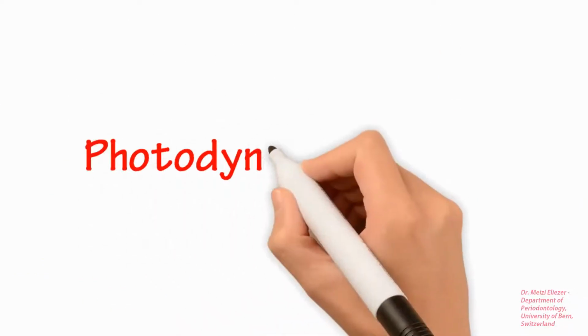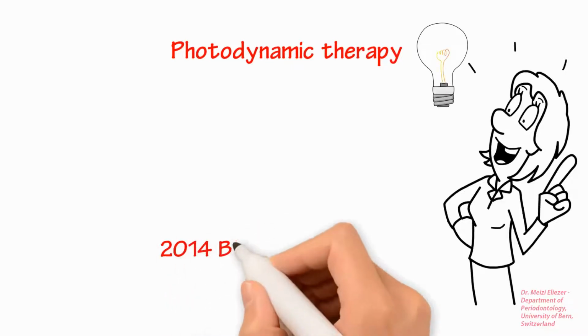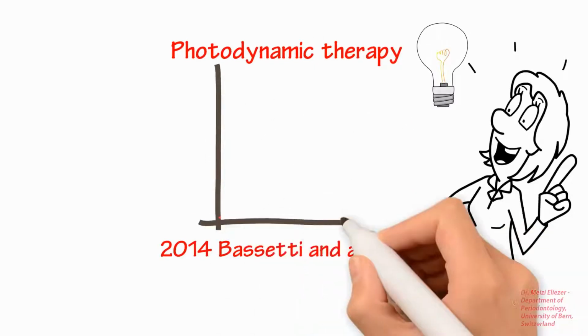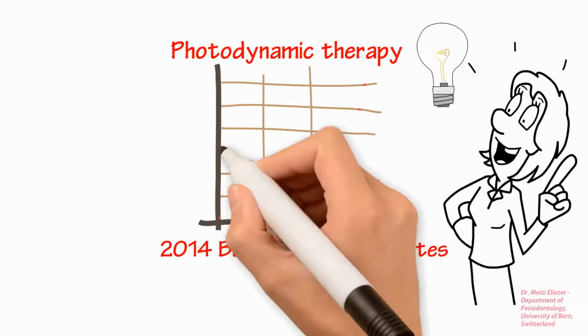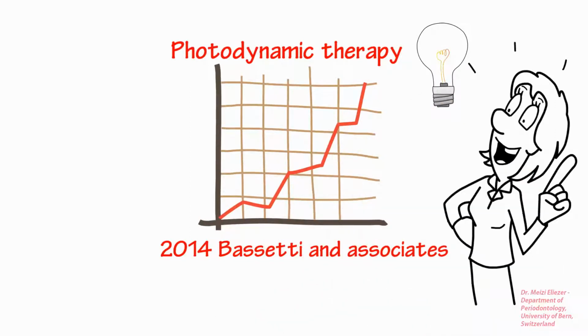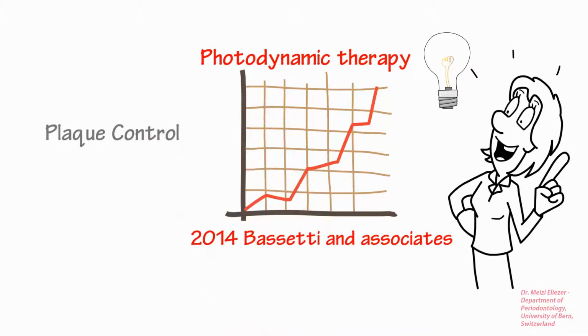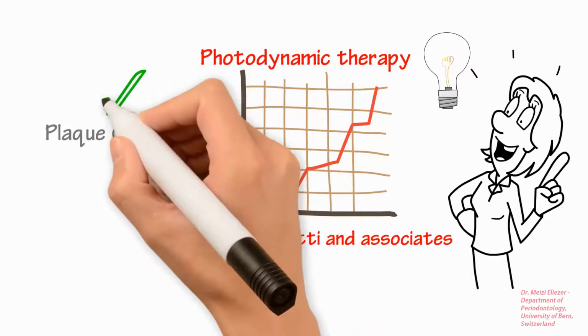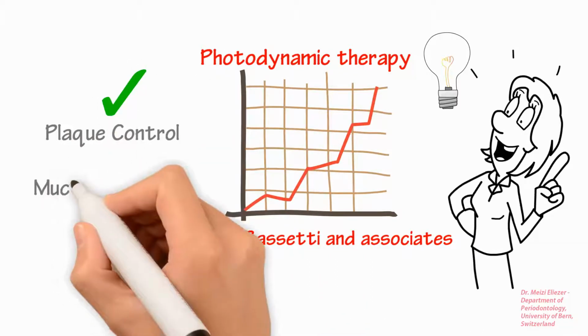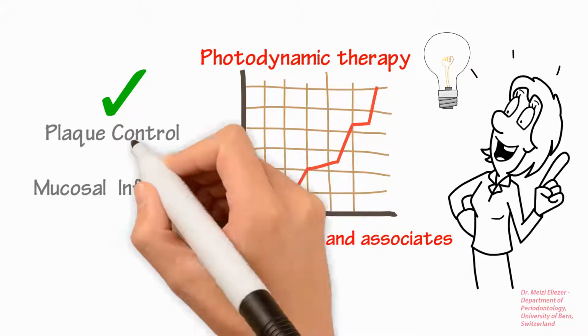What about photodynamic therapy? Photodynamic therapy uses the soft laser to bombard the bacterial cells, and it sounds like a good idea. In fact, in 2014, Bassetti and Associates showed improvement in clinical outcomes of initial peri-implantitis using photodynamic therapy, mechanical debridement, and self-performed plaque control up to 12 months. However, complete resolution of mucosal inflammation was not achieved using this method.